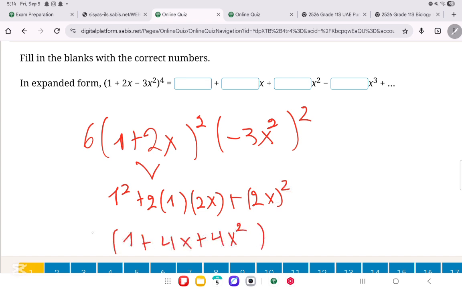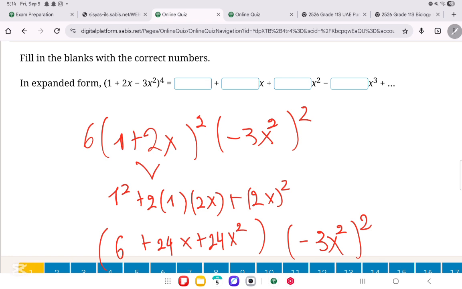Remember, it's multiplied by 6. So when you multiply by 6, it's going to be what? It's going to be 6 plus 24x plus 24x squared. Now, all of this is multiplied by minus 3x squared to the power of 2. Okay? Anything to the power of an even number, you will cancel what? You will cancel the minus. So now it's plus 3x squared to the power of 2 or plus 9x to the power of 4. That means now you need to multiply everything by what? By 9x to the power of 4.